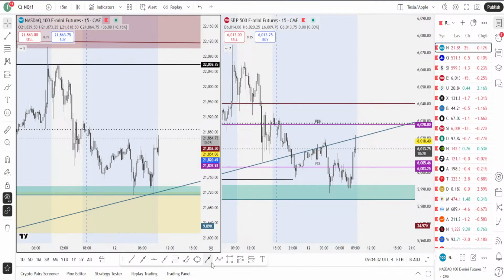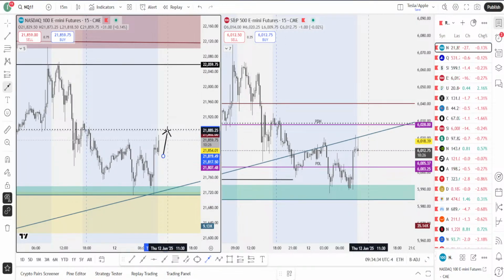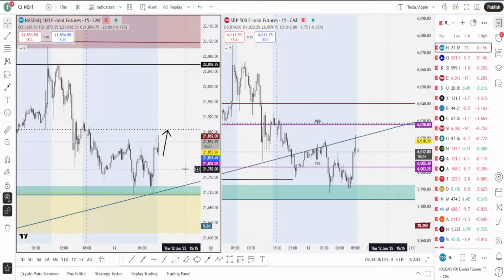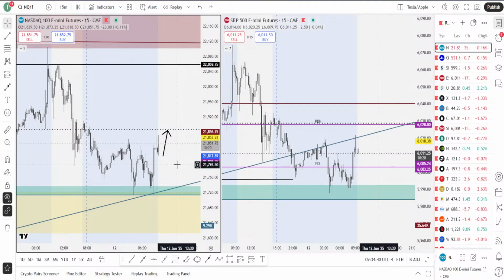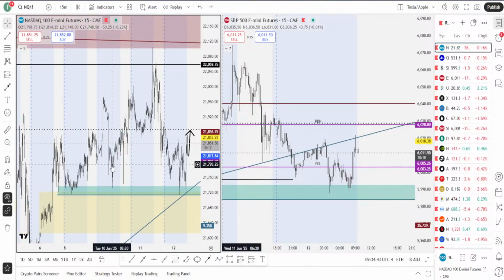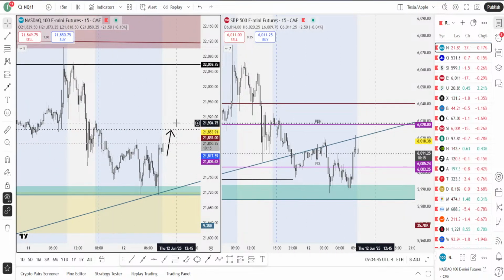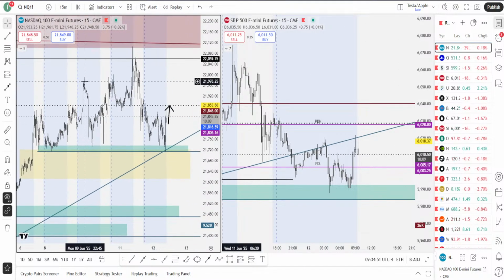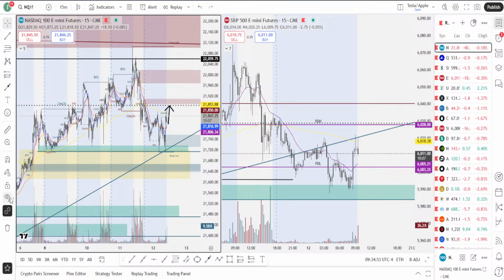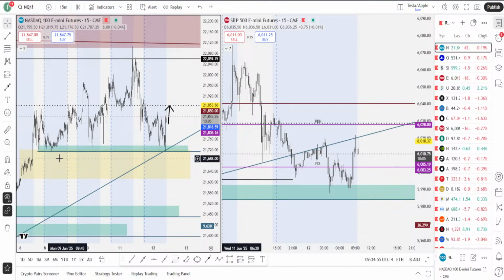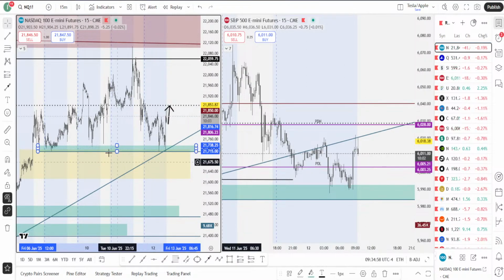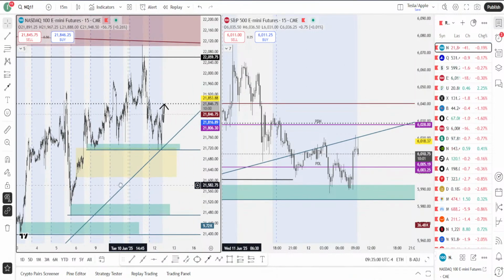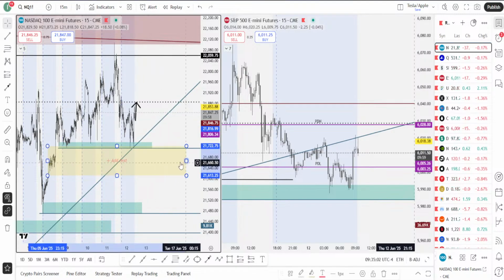Looks like we might be heading up here to the previous day close. Previous day close. Let's see what happens once we get up there. And let's go ahead and prep the charts real quick. I have a lot of the same stuff that I had on yesterday. Still useful today.